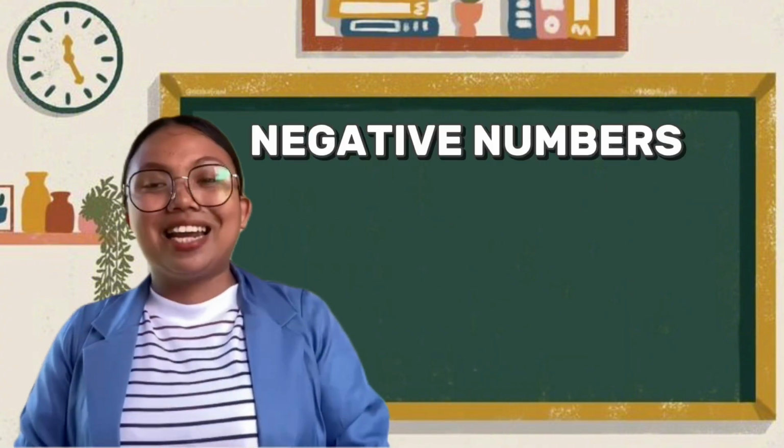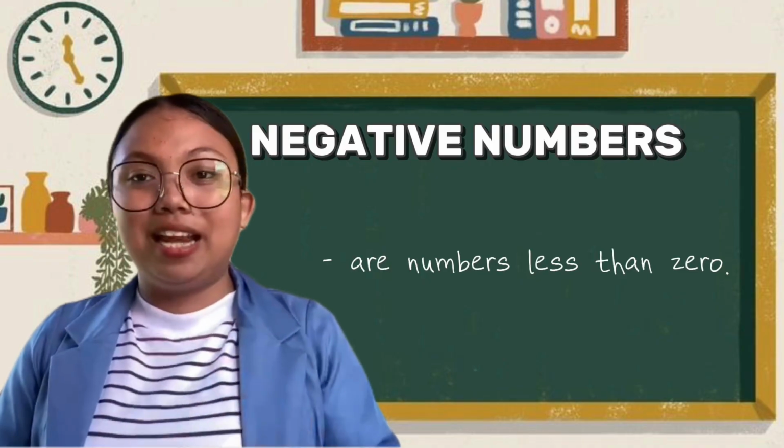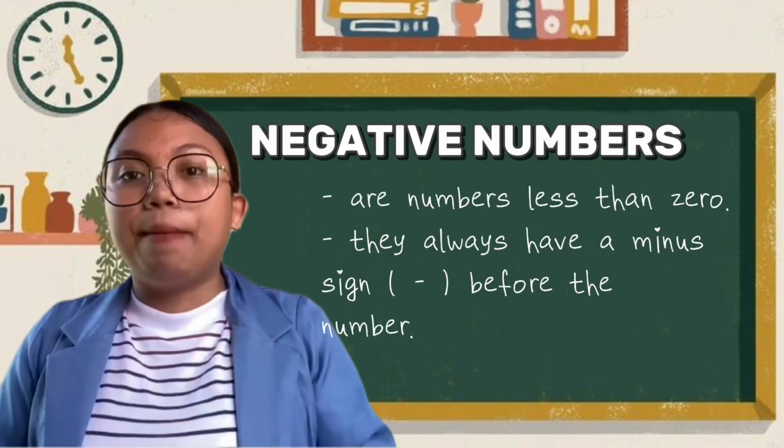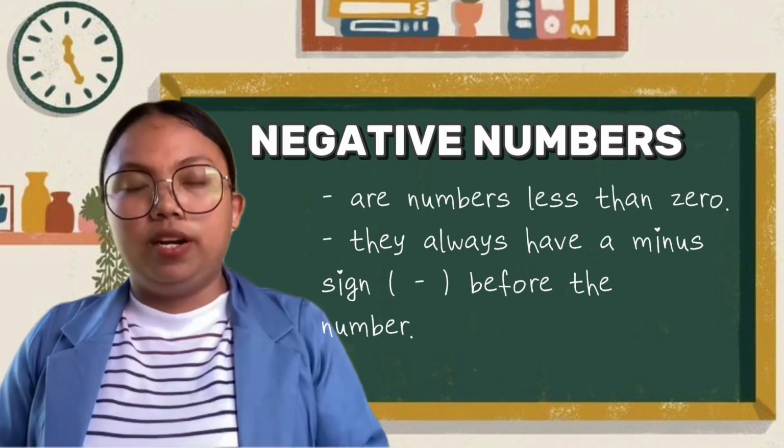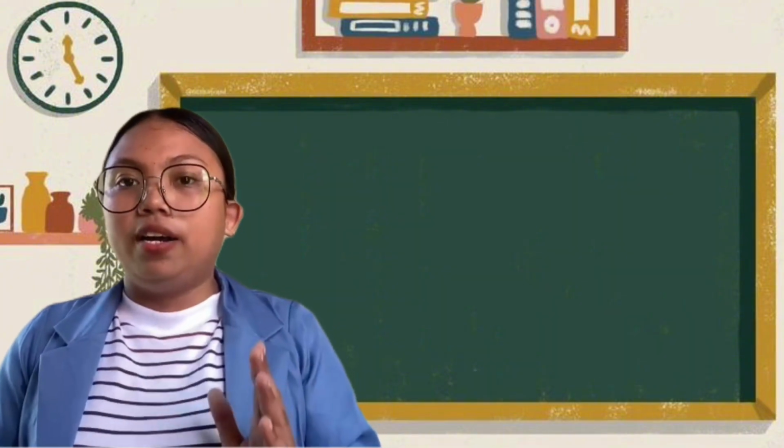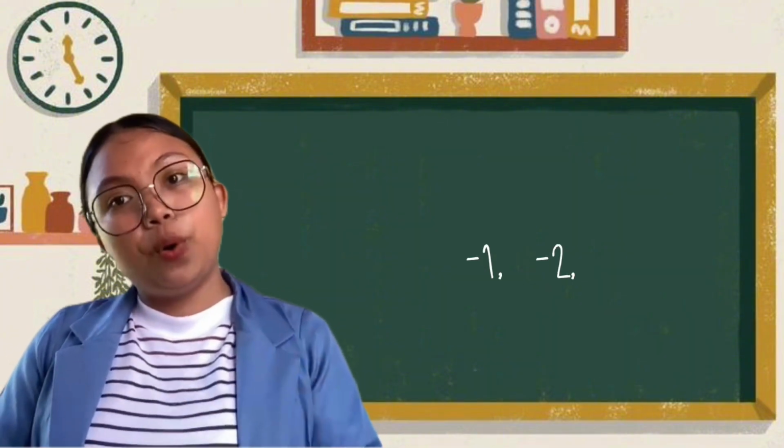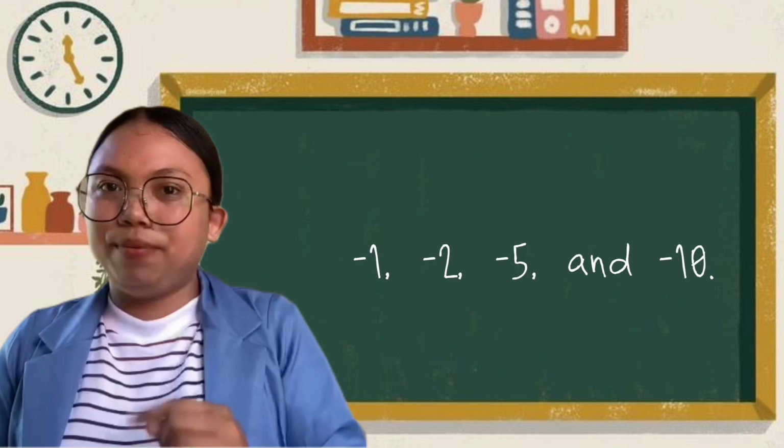Now, let us proceed to negative numbers. Negative numbers are numbers less than 0. They always have a minus sign before the number. Examples are -1, -2, -5, and -10.